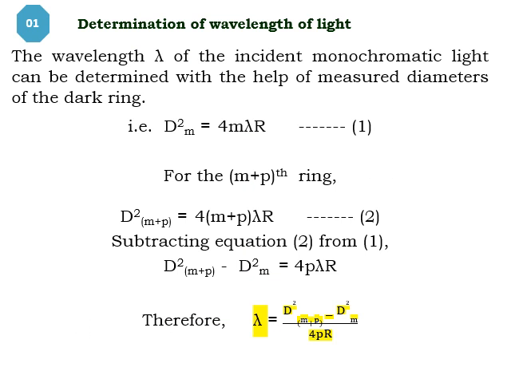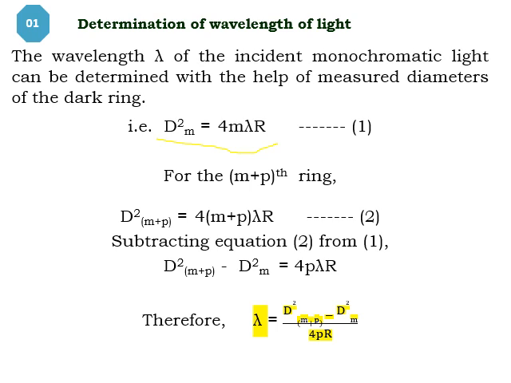Let's talk about the determination of the wavelength of light. We have seen that for a dark ring, the radius is Rm is equal to under root m lambda R. If we talk about the diameter, then the diameter will be D square m is equal to 4m lambda R.